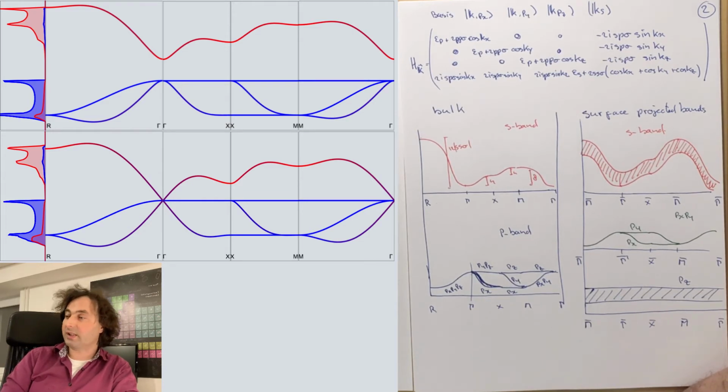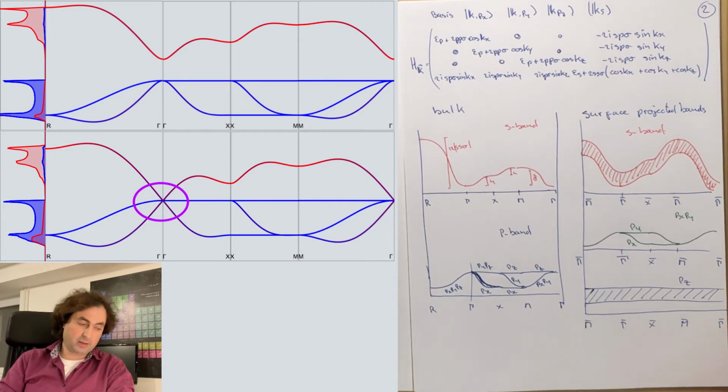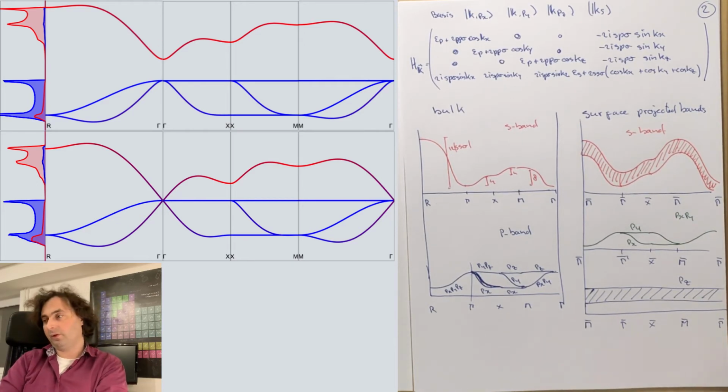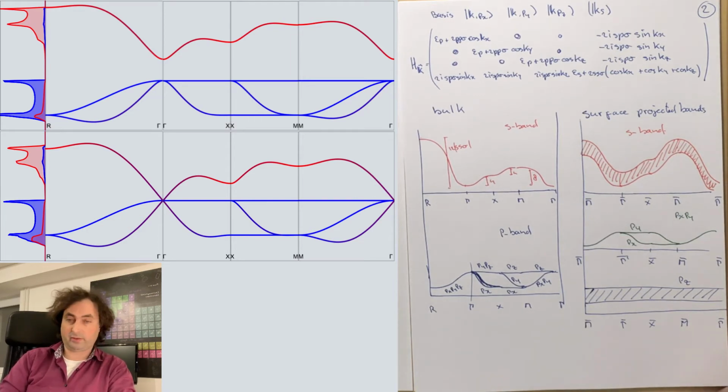Now we go to the next plot where I reduced the difference in on-site energy. And you see that when the s-band and the p-band are at the same energy at gamma, they stay at the same energy there. It's important to realize that the interaction between the s-band and the p-band always has a prefactor that is the sine of the k vector. So when the k vector is either 0 or pi over a, that interaction is going to be 0, and that happens exactly at the high symmetry points, so the R, gamma, X, or M point in the Brillouin zone.